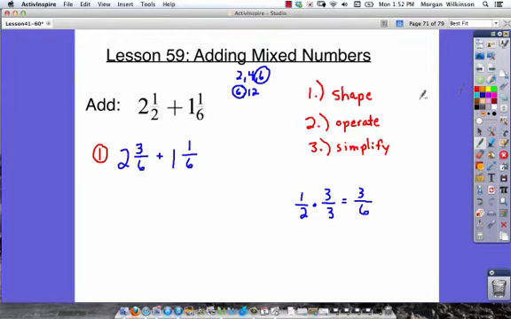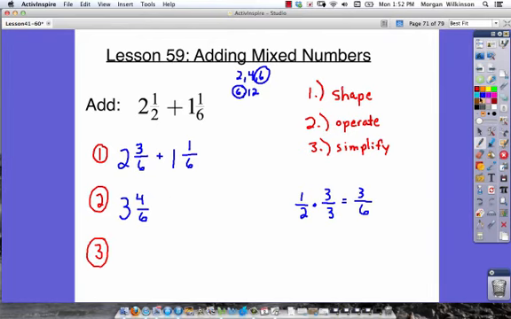Now, step 2, operate. If we want to operate with this problem, we're going to have 2 plus 1. That's our whole part. So 2 plus 1 is 3. Then we have 3/6 plus 1/6. That must give us 4/6. Okay? In step 3, of course, step 3 is to simplify.